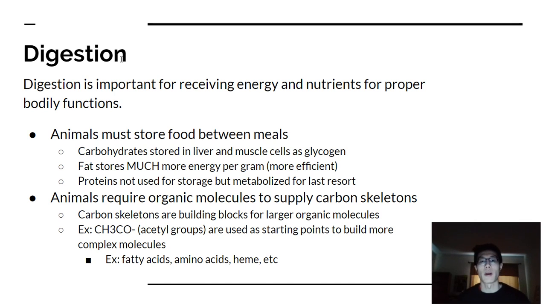Another thing is that animals require organic molecules to supply those very critical carbon skeletons, which actually can act as building blocks for larger organic molecules. So for example, we have acetyl groups, and acetyl groups, we can think about acetyl-CoA for instance, are used as starting points to build more complex molecules. So if we're trying to build a fatty acid chain, for instance, we need to use those acetyl groups to bind them together to eventually make fatty acids through a somewhat complicated series of reactions, which I'm not going to discuss. But those carbon skeletons are very critical, and obviously we need to find ways to get those carbon skeletons.